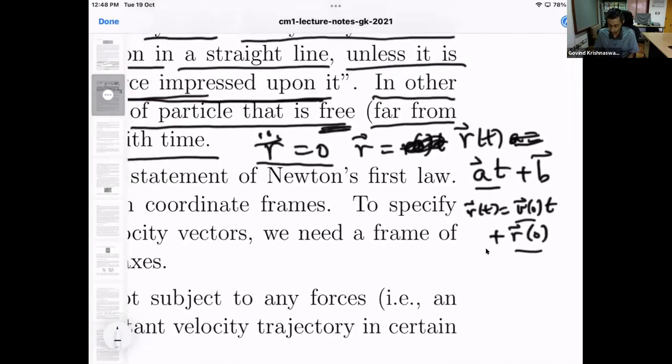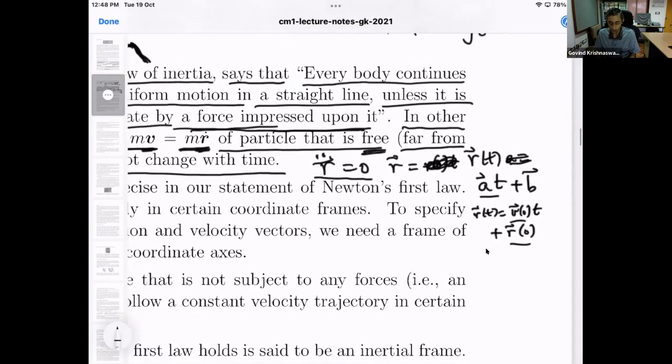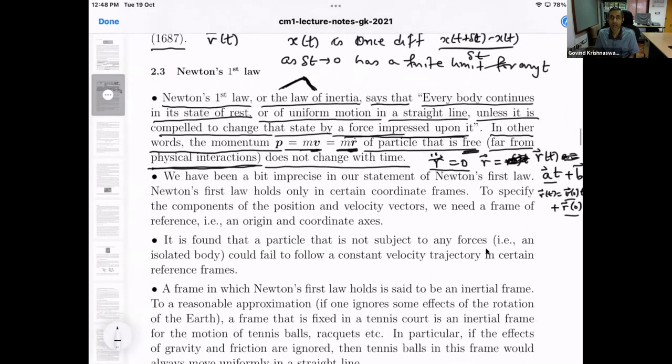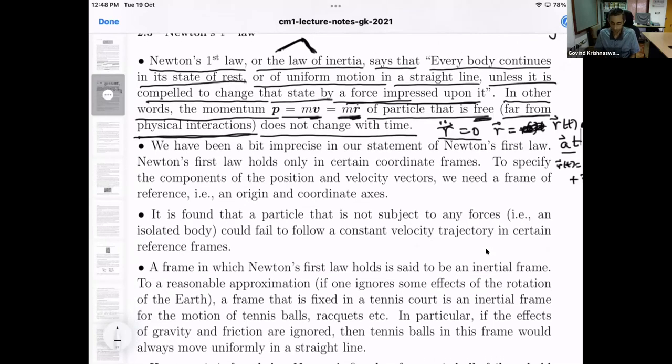Sorry about that. Okay, so basically, roughly speaking, Newton's first law says that particles that are free, in other words not affected by other physical influences, basically either remain at rest or travel in straight lines at a constant speed. I'm sure you have heard this before. Now, there is more to this story, and that is what I intend to talk about now.